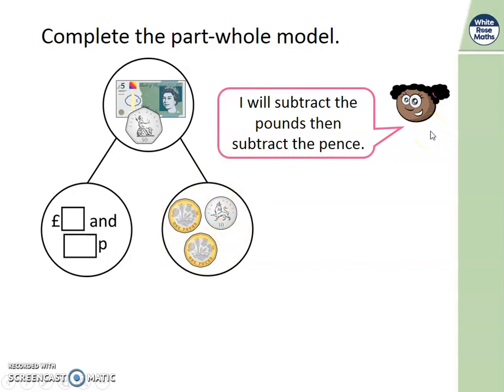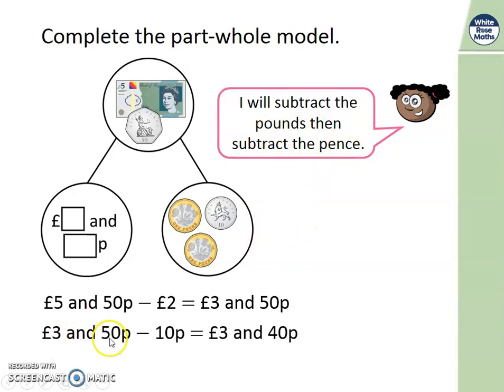But Whitney's got a different method. She says, I'm going to subtract the pounds first, then I'm going to subtract the pence. So she starts with the £5.50 and she takes £2 away. That leaves her with £3 and she's still got the 50 pence. Then she says she's going to subtract the pence. So now she has £3.50 from her answer and she takes away the 10 pence. So 50 pence take away 10 pence is 40 pence. So she's left with £3.40. I wonder which method you prefer to use.